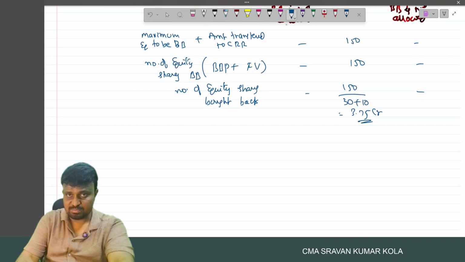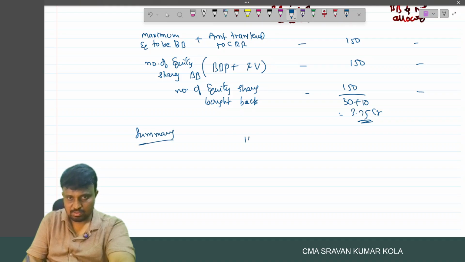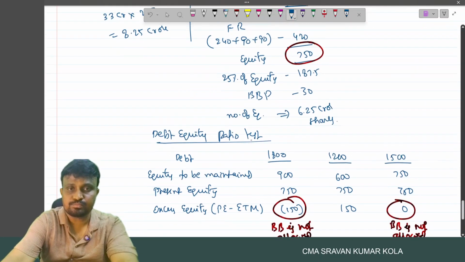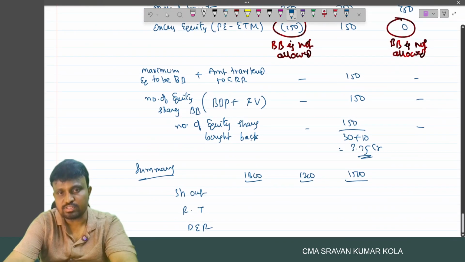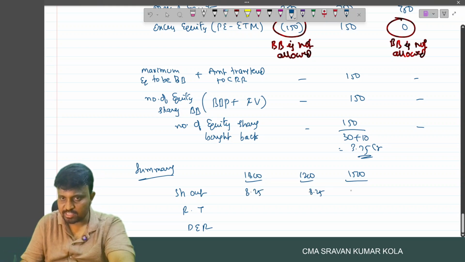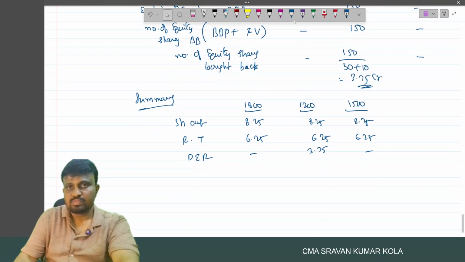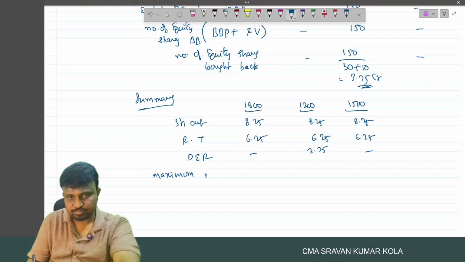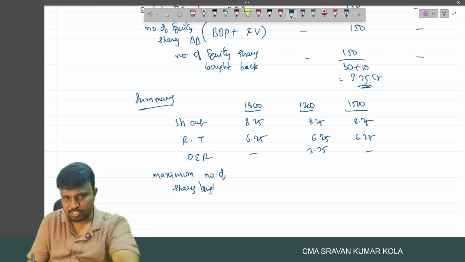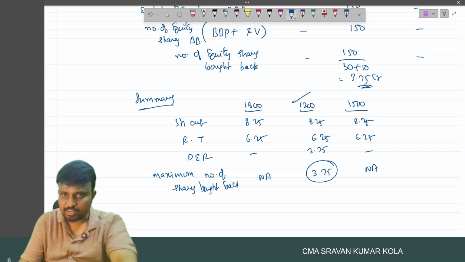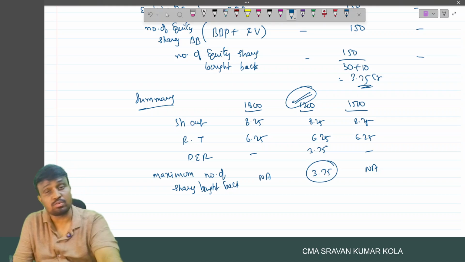Okay. Then simply write the summary. So 1800, 1200, 1500. Shares outstanding test, resource test, debt equity ratio test. Shares outstanding test is how much? 8.25, 8.25, 6.25, right? So 8.25 for any case. Here 6.25. Here 0 in two cases. Here how much? 3.75. So what is the maximum number of shares bought back? Here not allowed. Here also not allowed. Only 3.75 crore. And the entry should be recorded only for the 1200 crore type of debt, 3.75 crore shares.